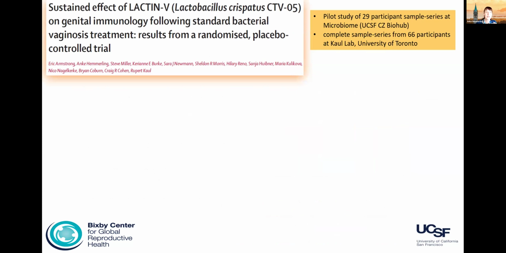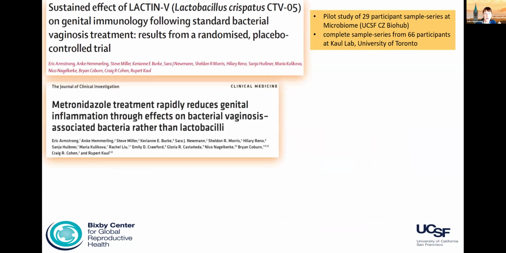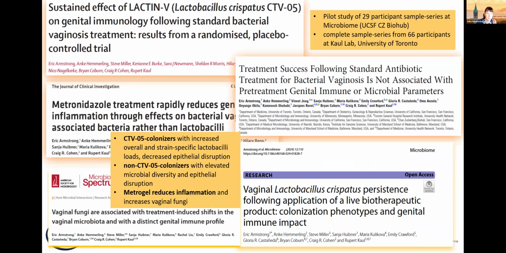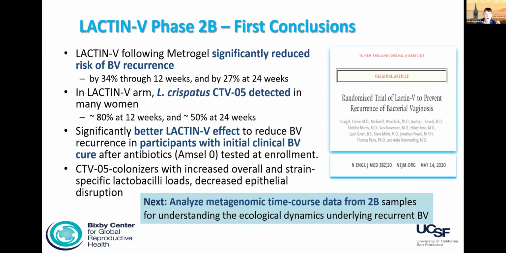Before Gates funding arrived, we were trying to do a smaller study, taking the 66 participants where we had complete sample series for all 7 time points from baseline to 24 weeks. Eric Armstrong and Rupert Kaul at the University of Toronto published extensively on this. I'm just going to summarize this very basically: it showed that those colonizers had an increased overall and strain-specific lactobacilli load, and the markers for epithelial disruption decreased, while we did not see that in the non-CTV colonizers. He was also able to show that the initial Metrogel not just clears the pathogens, but also reduces inflammation.